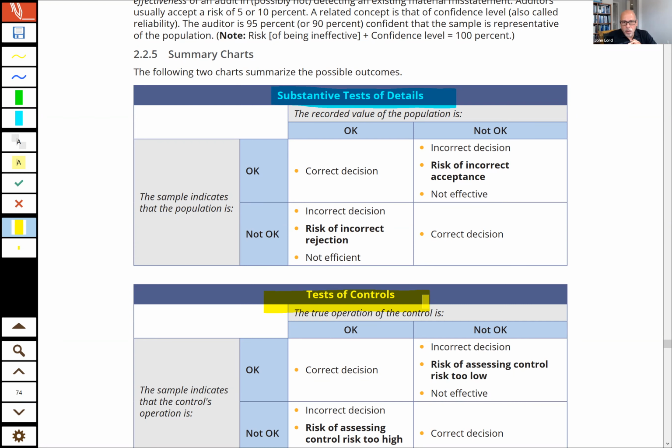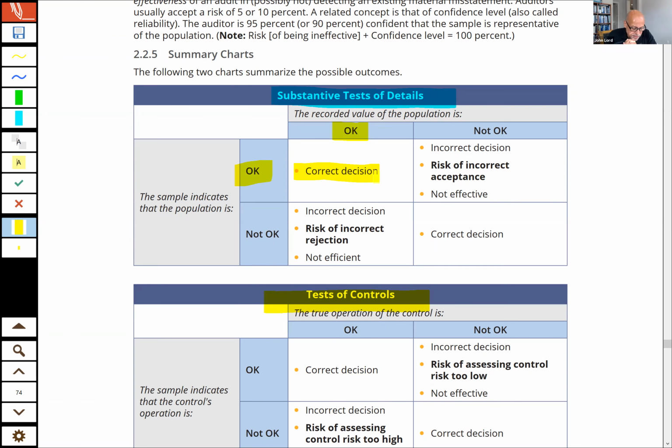So when we talk about our substantive tests, we have the risk of incorrect acceptance and the risk of incorrect rejection. The way this table worked was that the examiners assume the population is okay or not. Nobody really knows if a population is actually okay or not, whether there's a material misstatement in there or not. But the examiners can say the assumption is that the population is okay, and if the sample indicates that the population is okay, then we're fine, we have a correct decision.